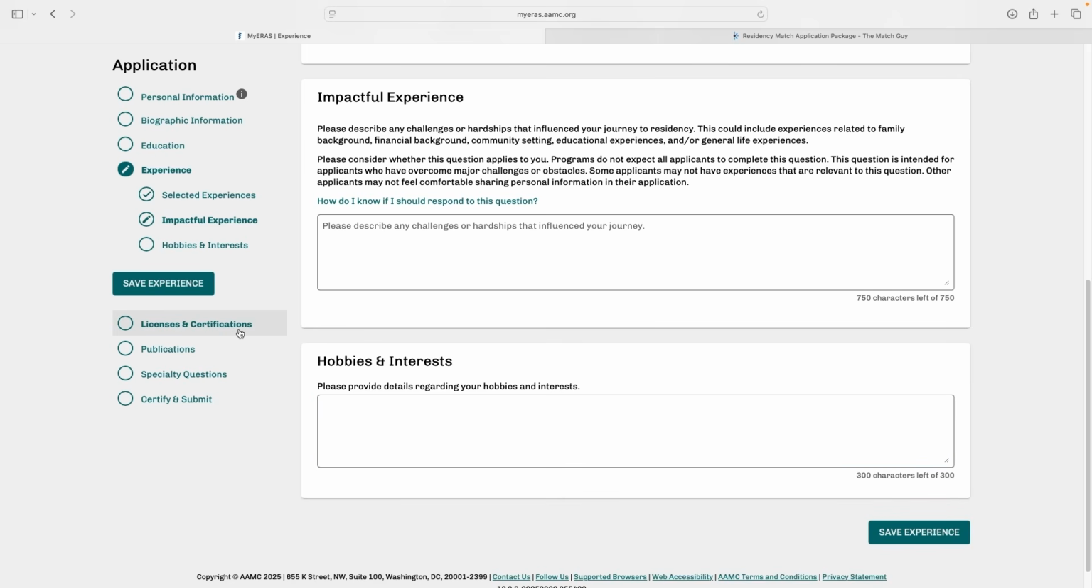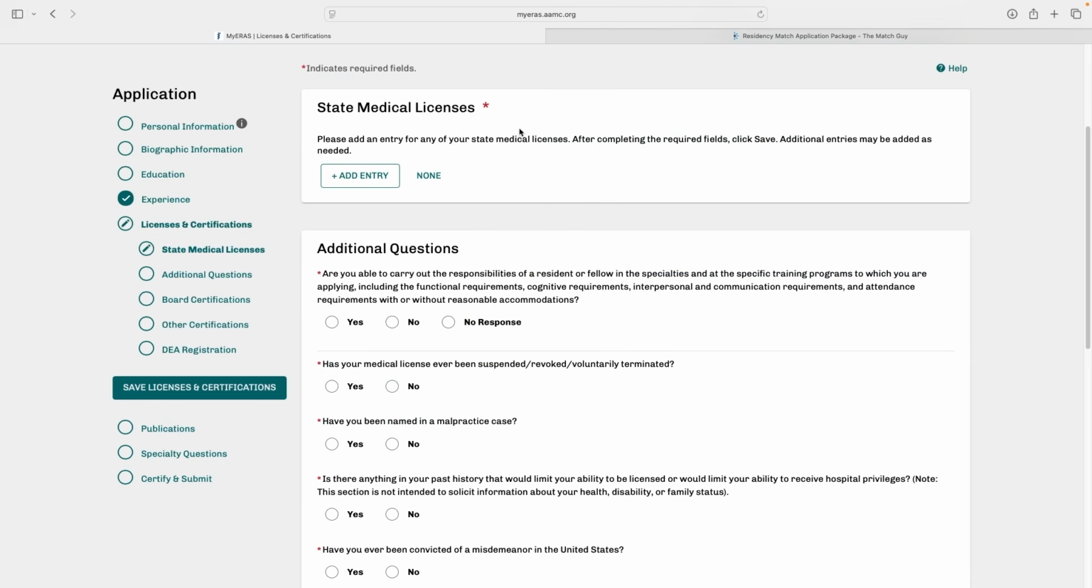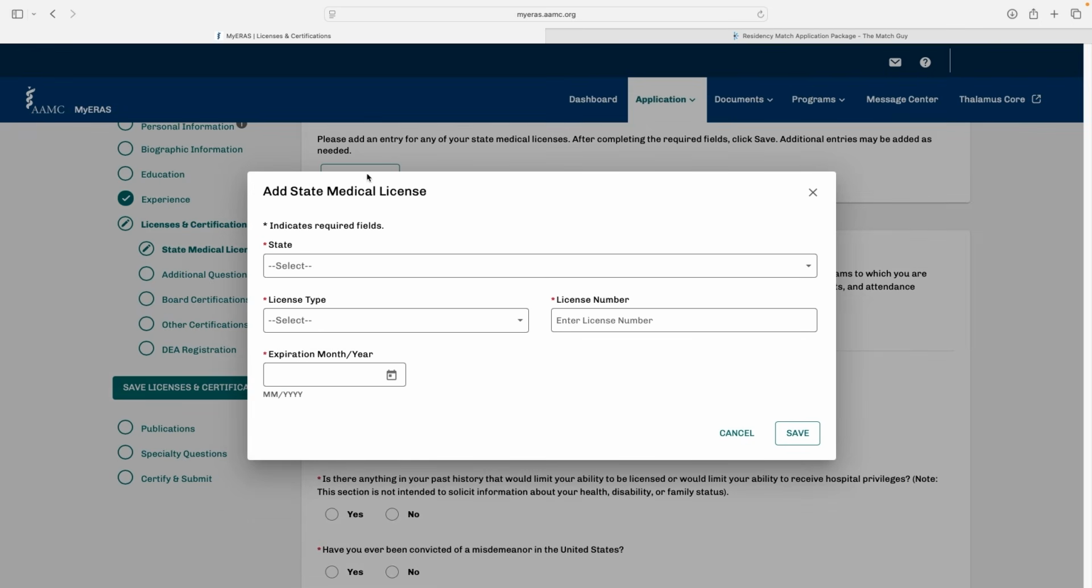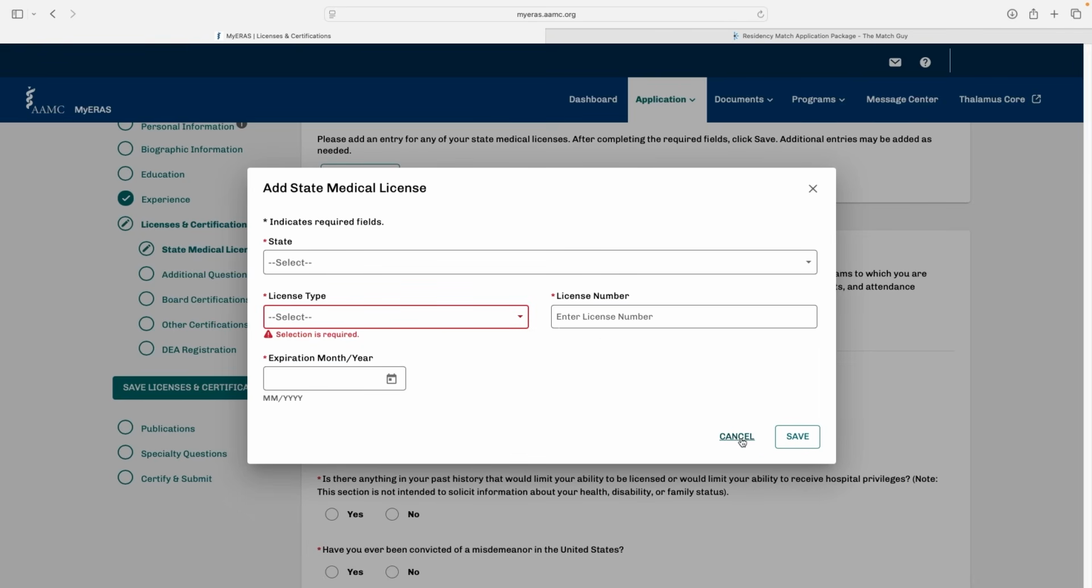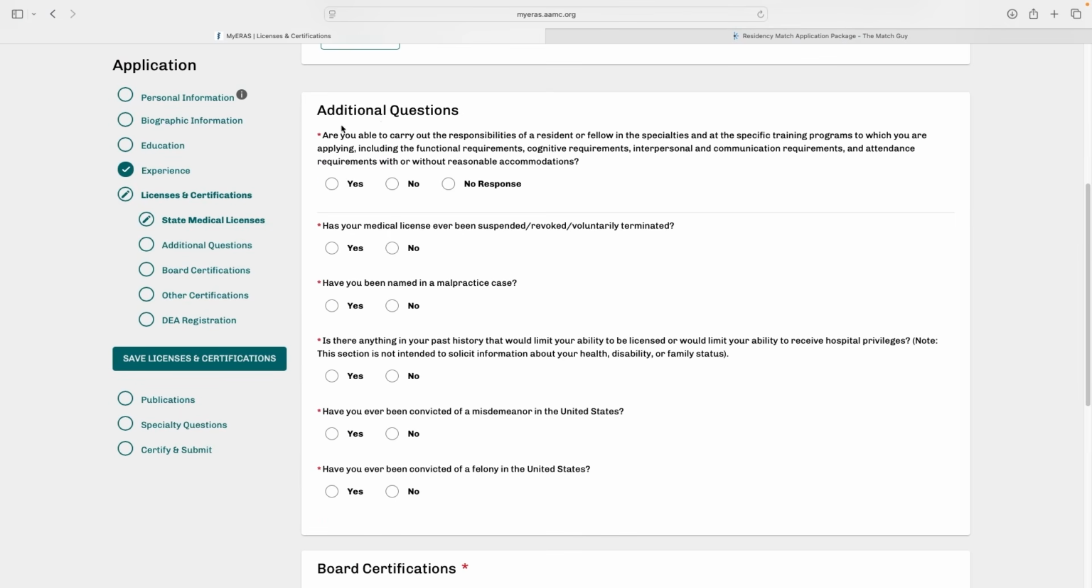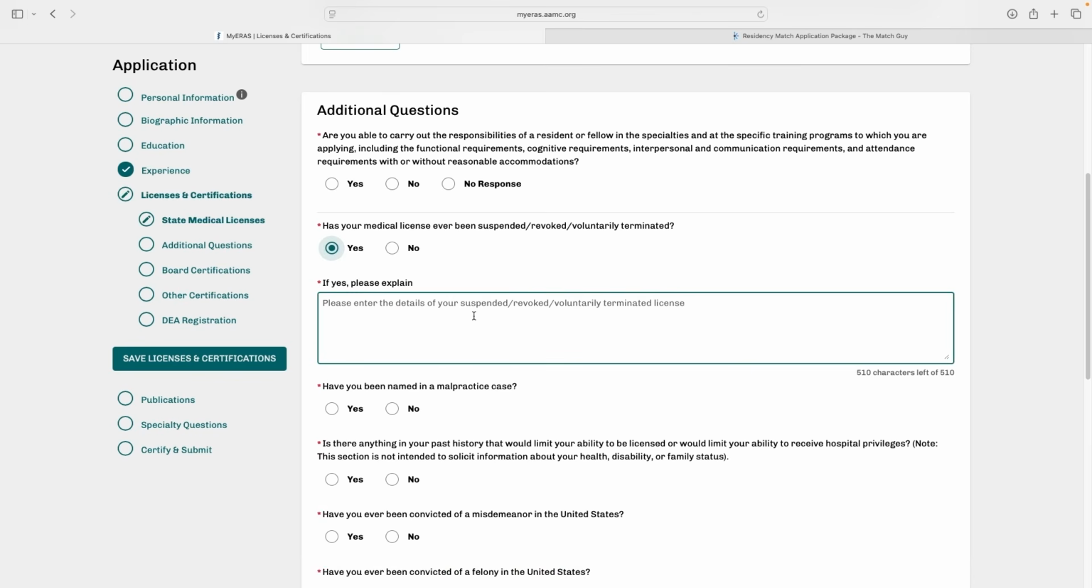Now let's go on to licenses and certifications. We have the state medical licenses. Please add an entry for any of your state medical licenses. You click add entry, you pick the state, license type, full, temporary, inactive, license number, expiration date. Most applicants won't have that. Then you have the additional questions. Are you able to carry out the responsibilities of a resident or a fellow? Hopefully the answer is yes. And these other questions, for the majority of applicants, the answer will be no. If you have any of these situations, click yes, and it will add a box to explain.